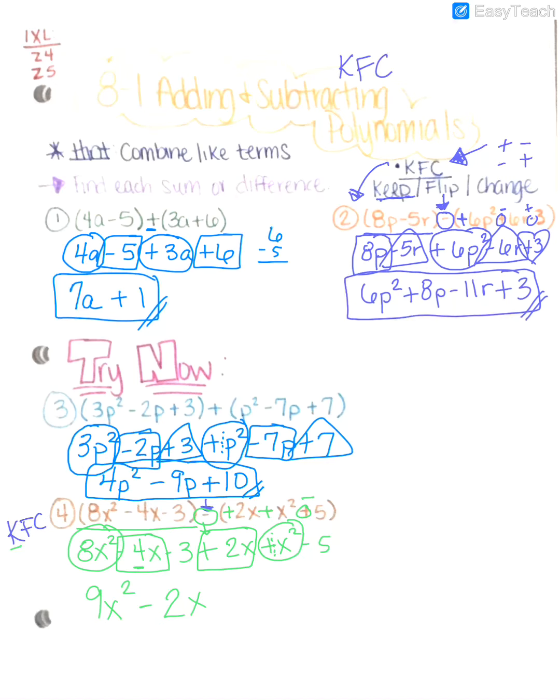And last but not least, we do have a minus 3 and a minus 5. Same sign, you're going to go ahead and add and keep the sign. So add 5 and 3 gives you 8, and keep the sign, which is minus. And again, we can no longer combine or simplify, so that will be your final answer there.